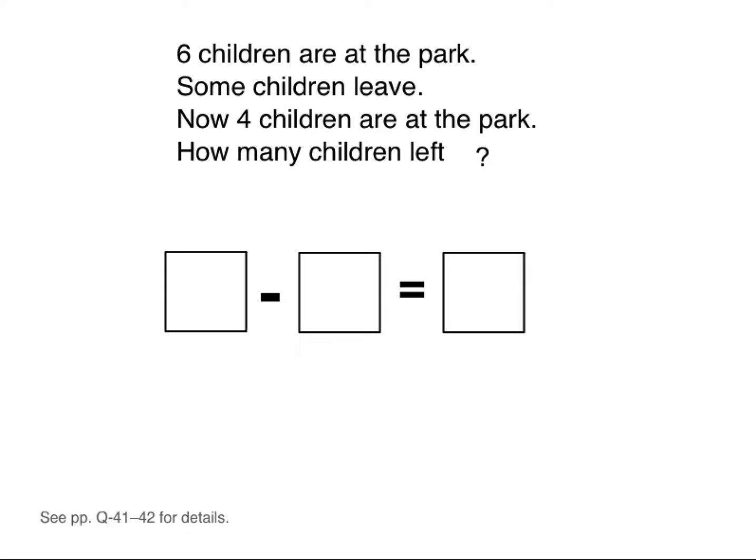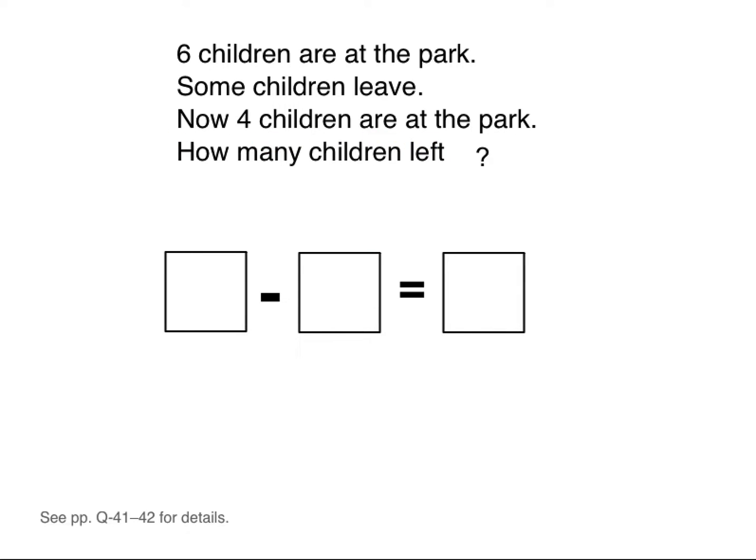So now we're going to work on some word problems. All the word problems are going to be takeaway, so I just put the takeaway in there. So we're always going to know two numbers, and we have to figure out, okay, which box do we have to figure out? So 6 children are at the park. Some children leave. Now 4 children are at the park.